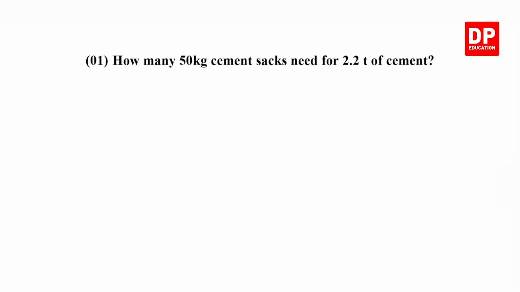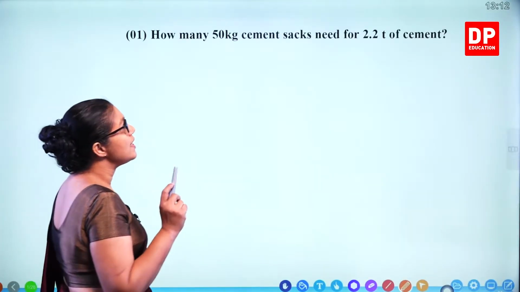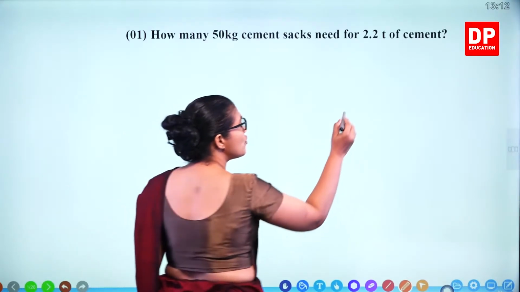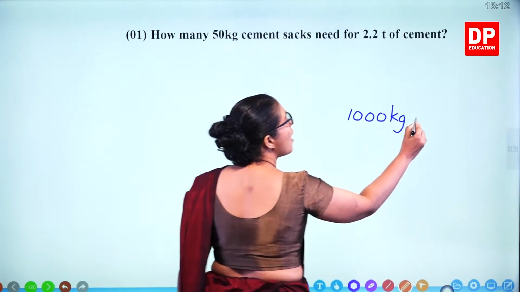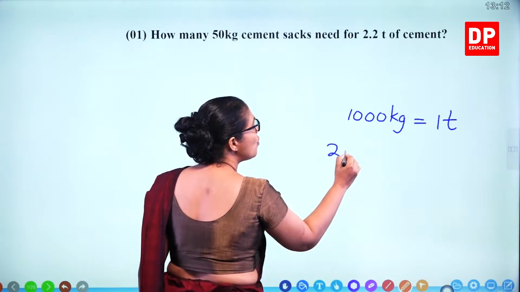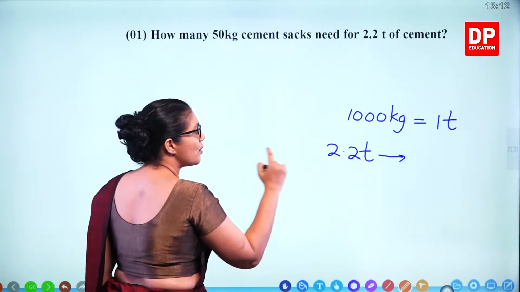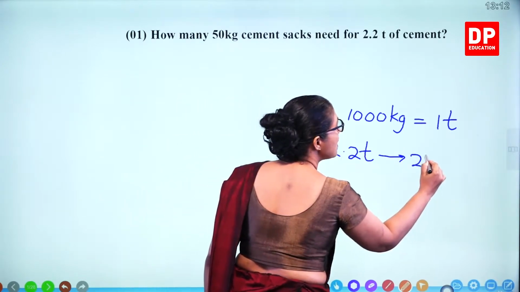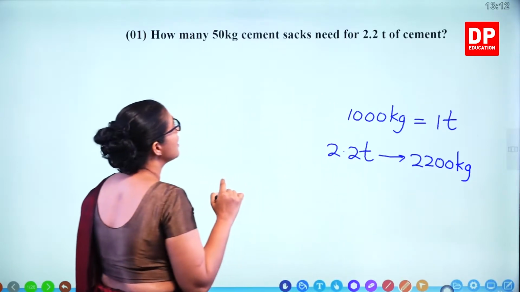Question number 1. How many 50 kilo cement sacks are needed for 2.2 tons of cement? What's the conversion between kilograms and tons? You need to know 1000 kilograms is 1 ton. So what about 2.2 tons? Multiply by 1000, you get 2200 kilograms. Now you can do the question.